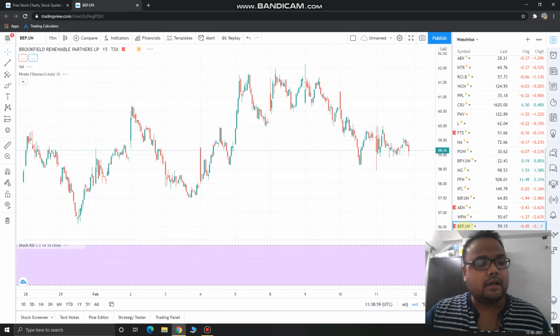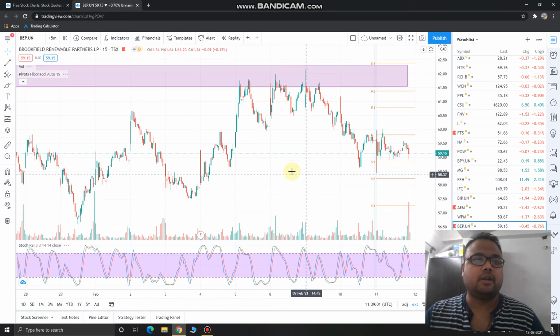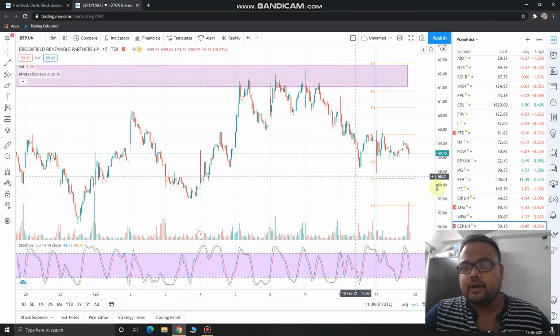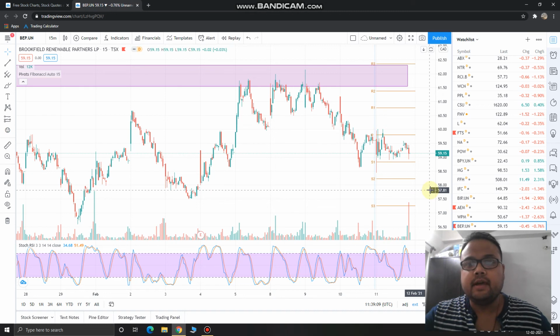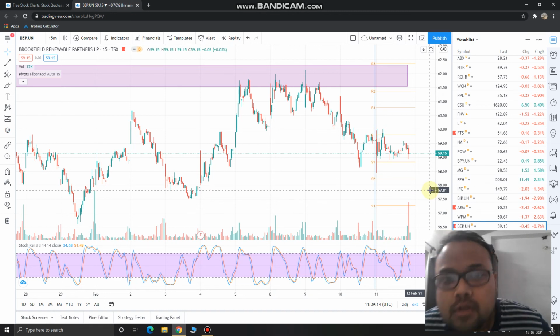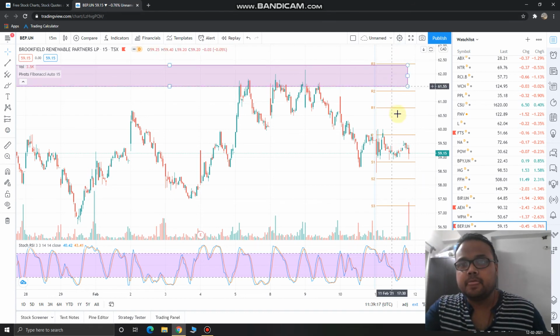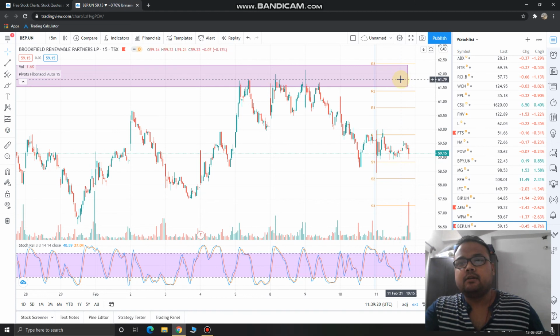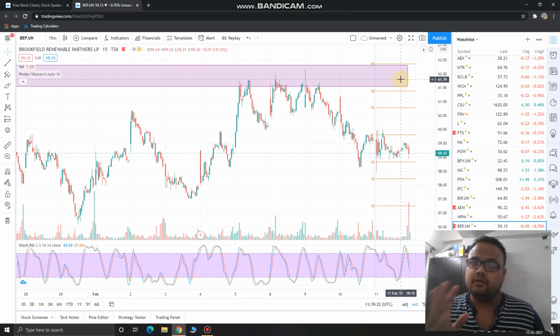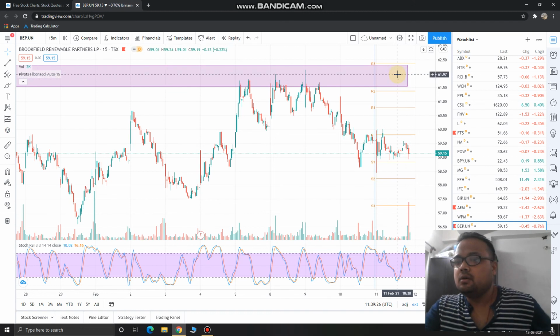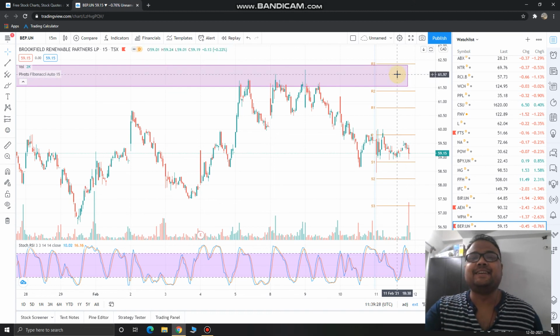The next stock and the last stock for the day is Brookfield Renewable Partners. Same thing here also. Right now trading at 59.15, and no need to trade, no need to hurry, just wait for the stock to reach 62.15 level, this particular level. When it reaches this particular level, just observe, and if it goes down after hitting this particular zone, just short it. Easy money.